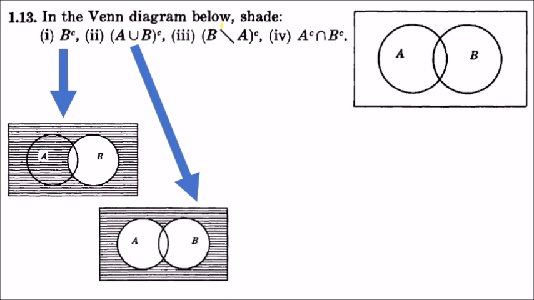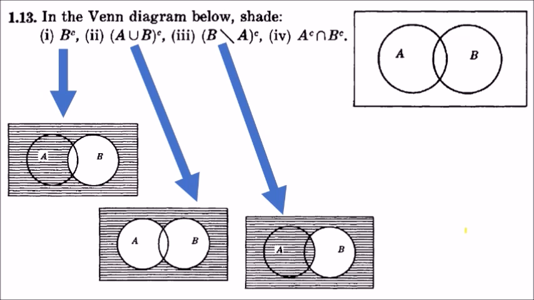And for number 3, we have here the complement of B minus A. Let's see, B is here, of course. We subtract A, so this is all that is left. But the complement of that is what is outside. So the shade is like this. This white part here is B minus A, and the complement of that, of course, is what is outside.